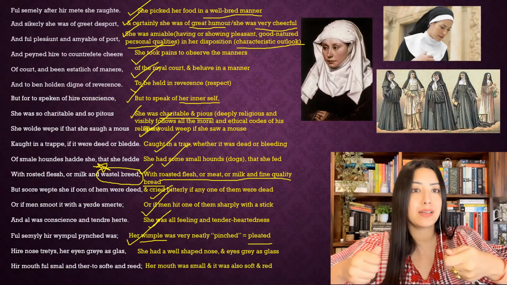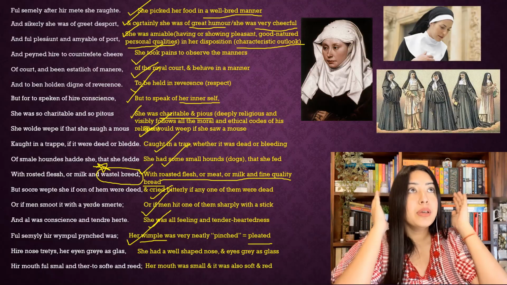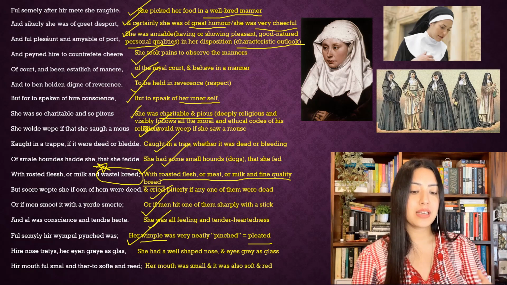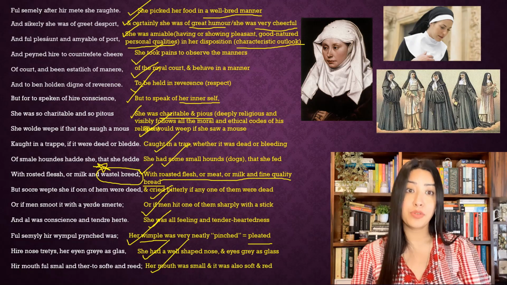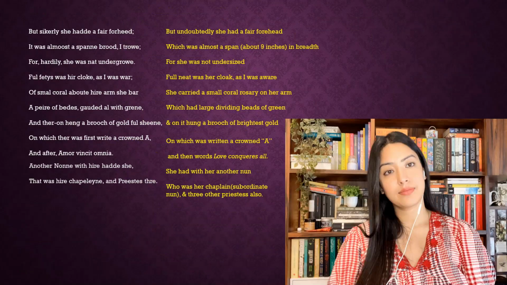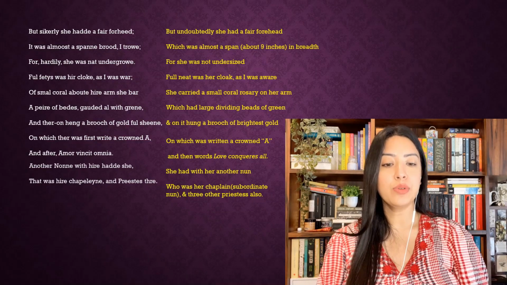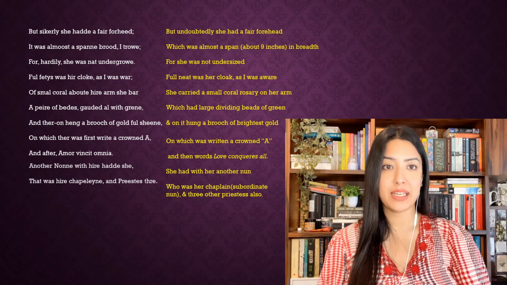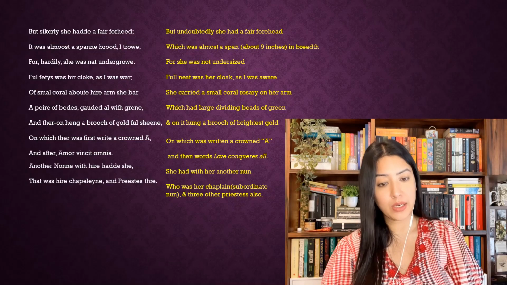So it was pleated. So she cared about her appearance. She cared that it appears prim, proper and pleated. So she had a well-shaped nose and eyes as grey as glass. Her mouth was small and it was also soft and red. So this is it. Now we're going to move on to the last part of her description. So undoubtedly she had a fair forehead, which was almost a span or about 9 inches. Her forehead, that's what he's describing it as in breadth, for she was not undersized. Full neat was her cloak, as I was aware.